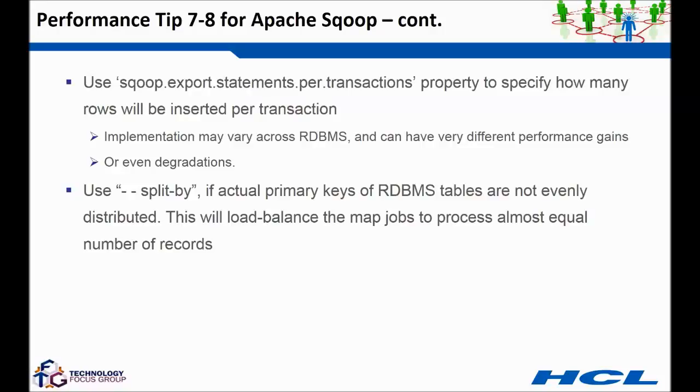and this way you can do load balancing of map jobs to process almost equal numbers of records. This is very important in certain scenarios where you can specify this key, and it will automatically ensure that individual map jobs are processing equal or almost equal numbers of records.